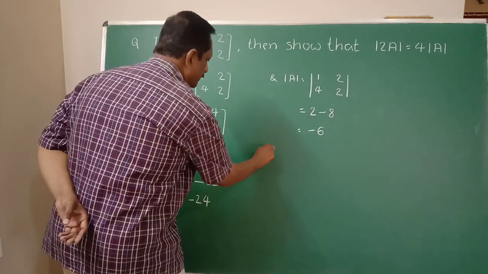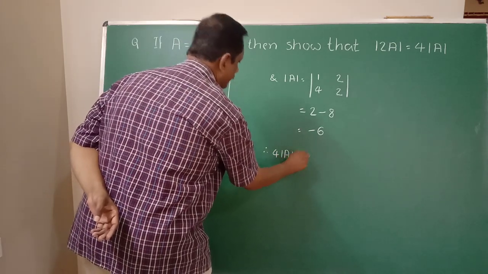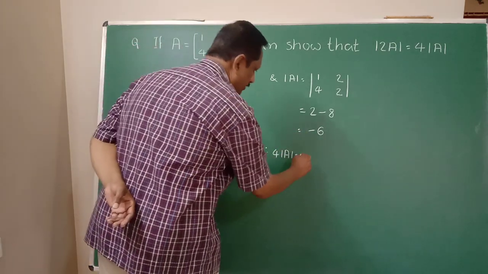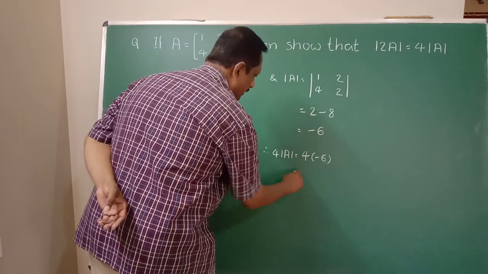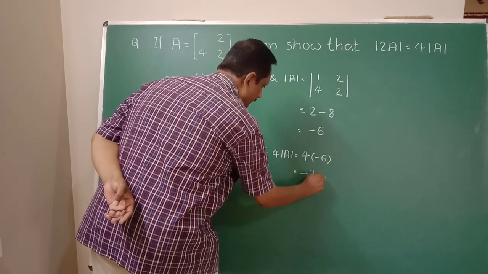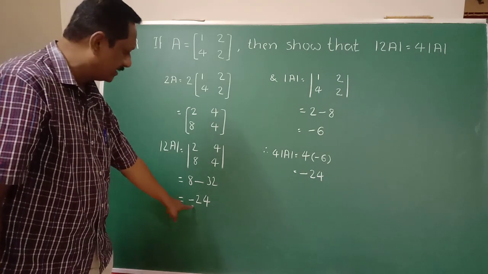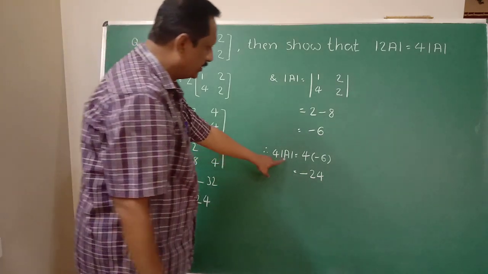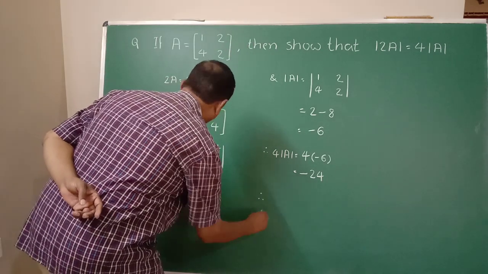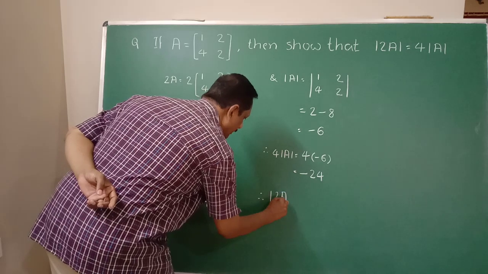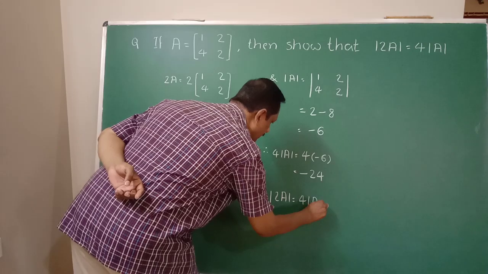Hence 4 into determinant of A is equal to 4 into minus 6. Minus 6 4s are 24, so minus 24. So determinant of 2A is minus 24, and 4 into determinant of A is also minus 24. So you can equate it. Therefore, determinant of 2A is equal to 4 into determinant of A.